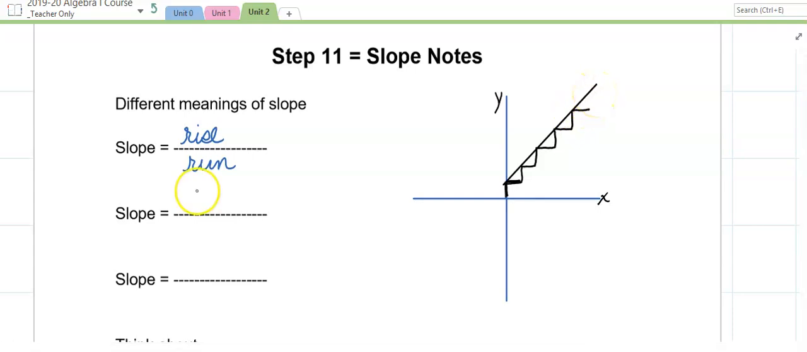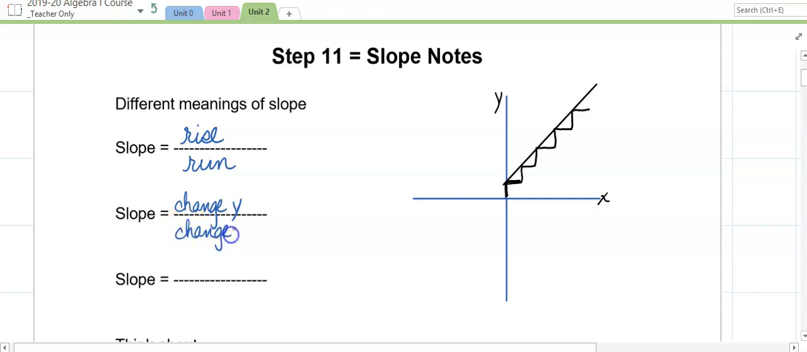The slope can also be defined as the change in the y values over the change in the x values. Sometimes people even use the Greek symbol delta. Looks like a triangle. Delta y over delta x. That just means the same thing. Change means delta.